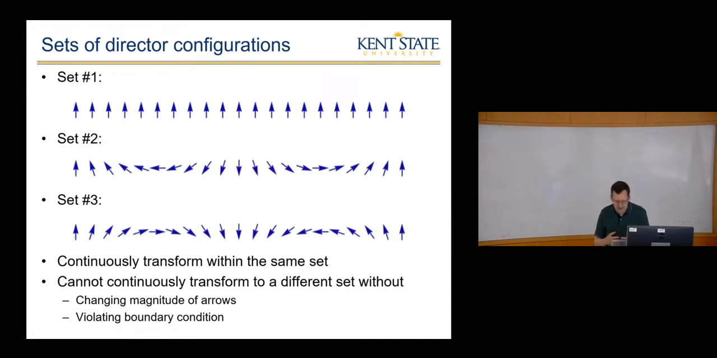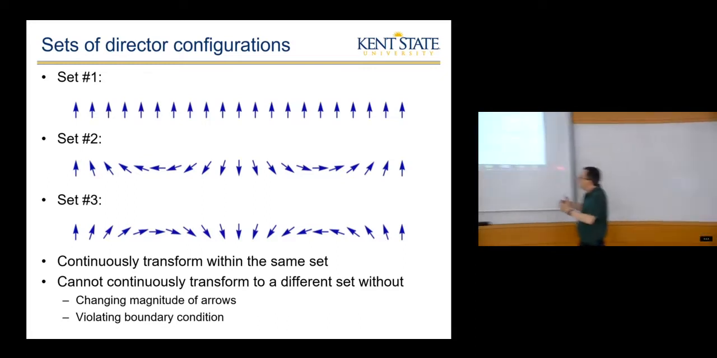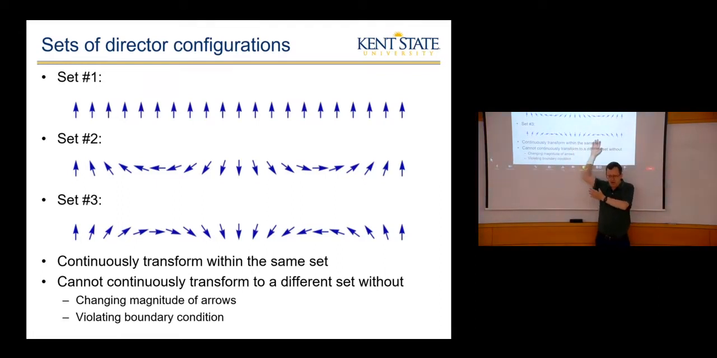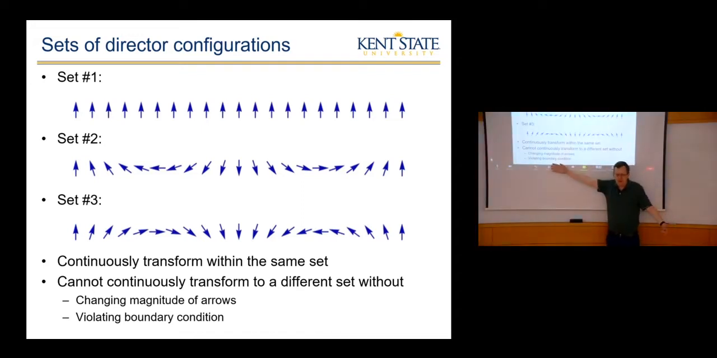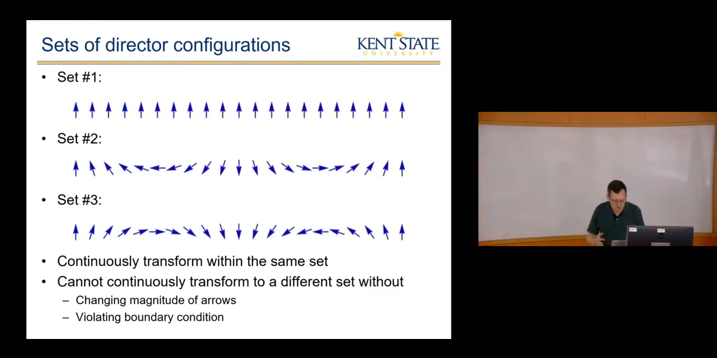There is no way to get from one set to another set without either changing the magnitude of the arrows, so that the arrow somewhere passes through zero magnitude, or violating the boundary condition. And I'm making the assumption that either of these things would cost a huge amount of free energy, so that can't possibly happen. So that means there has to be a huge energy barrier for going from one of the sets to another set. So how do I know that they're different?